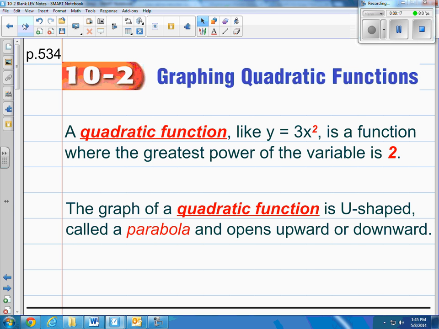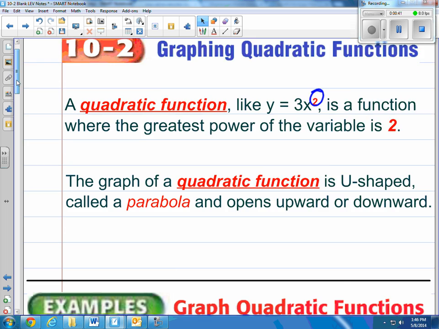Well, first, a quadratic function, like y equals 3 times x to the second power, is a function where the greatest power of the variable is 2. And if you notice, we're talking about that 2 right there. The graph of a quadratic function is U-shaped. It's called a parabola and opens upward or downward. Take a look at example 1 from the book.